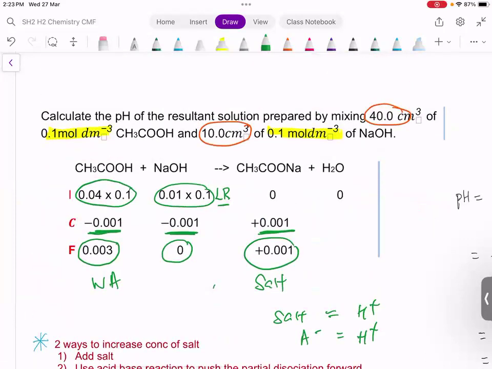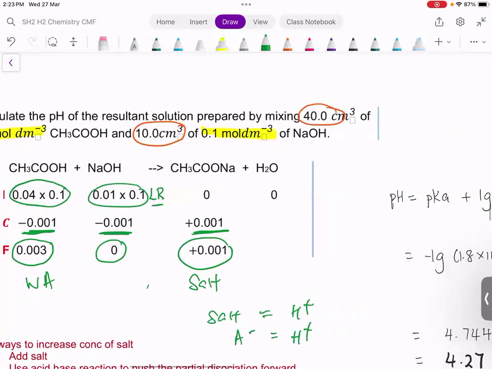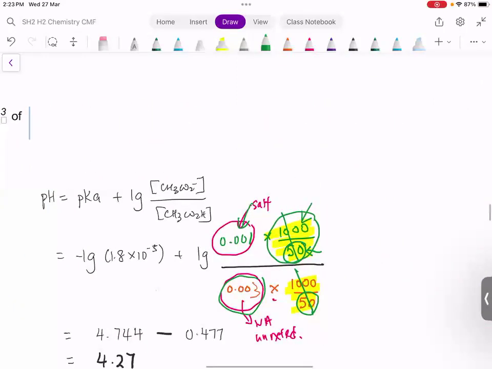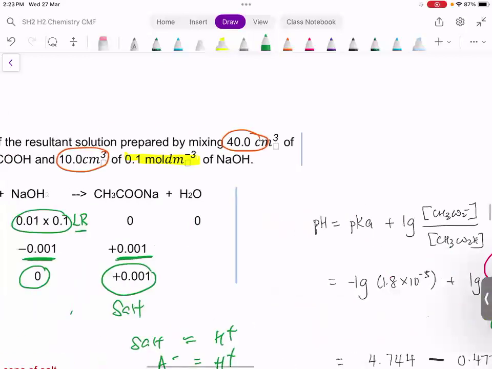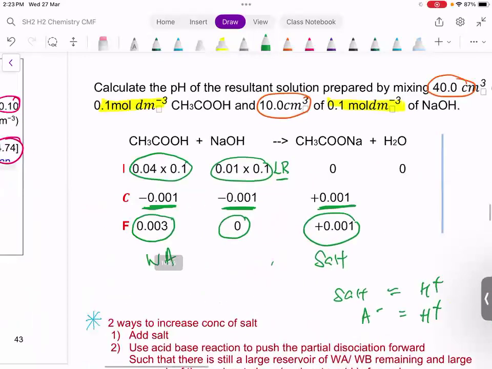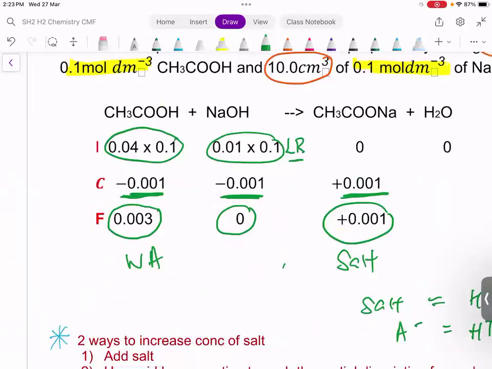I don't know whether you have seen this part because you went toilet for some time. Wait, can you explain this part again? I don't understand what that is. Okay, please take note, in this ICF table, what are you working with, in terms of mole or in terms of concentration? In terms of mole, right? But when you substitute into your expression, they are all in the form of concentration.